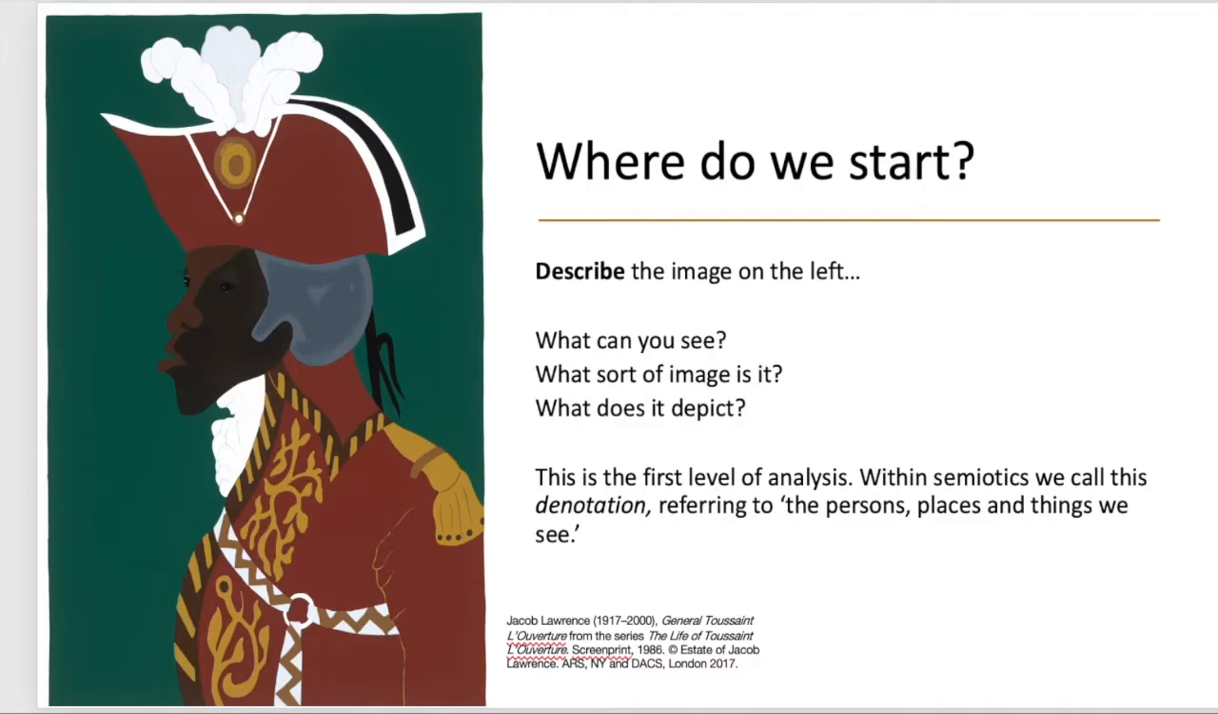When approaching an image, it makes sense to start with the image itself. What sort of image is it, and what does it depict? This is what we might call the first level of analysis. Within semiotics, we call this denotation, referring to literally the persons, places, and things we see. So now, I want you to pause this presentation and spend 5 minutes making some notes describing this image. So please pause it and just start the presentation up again when you're ready.